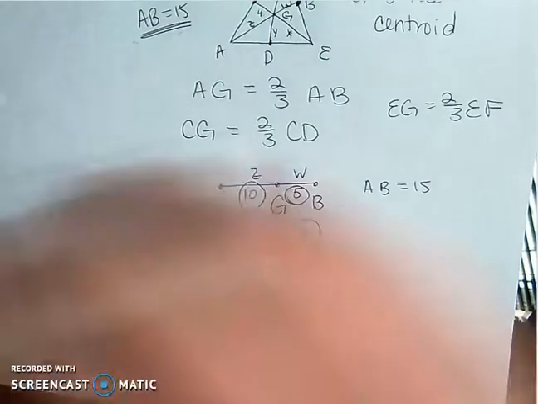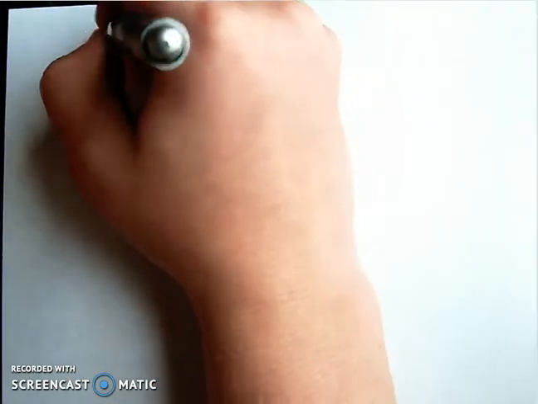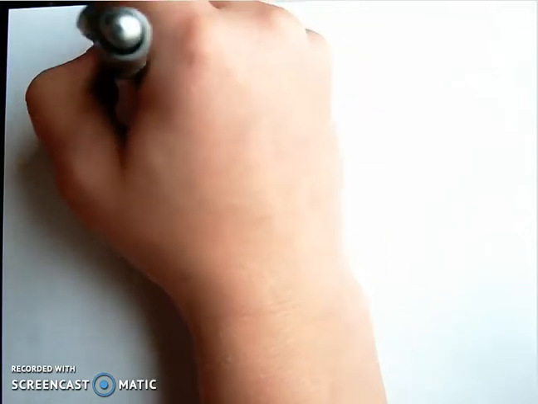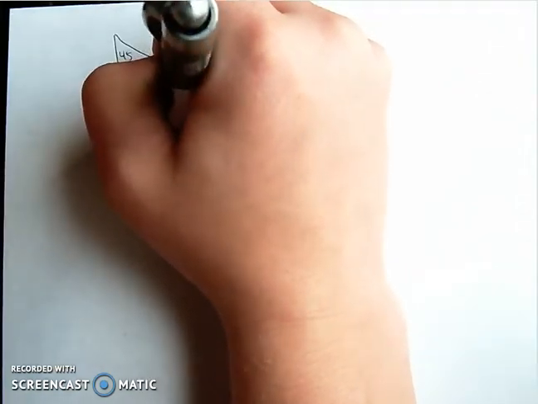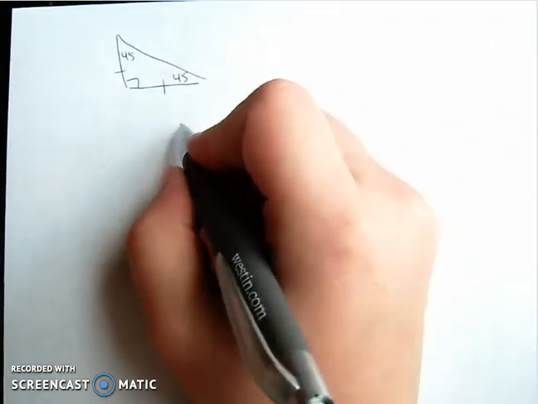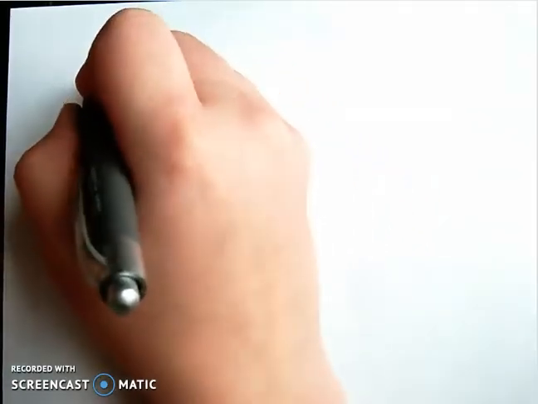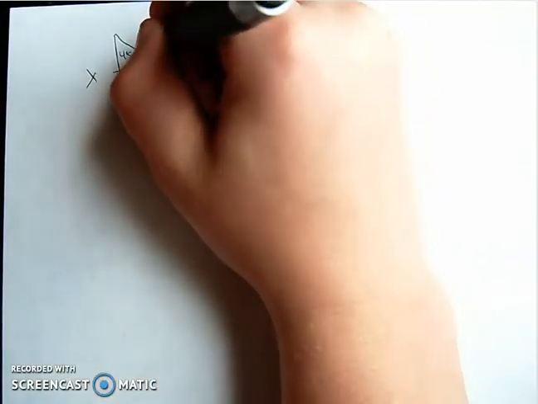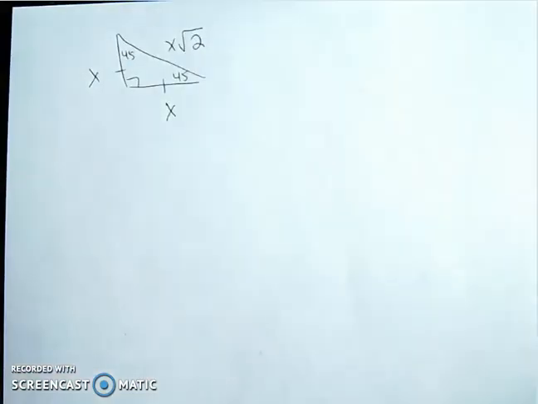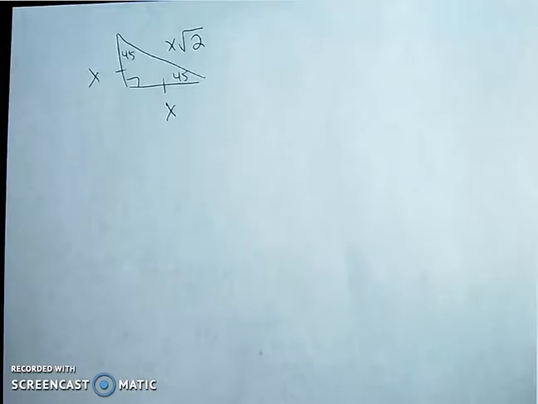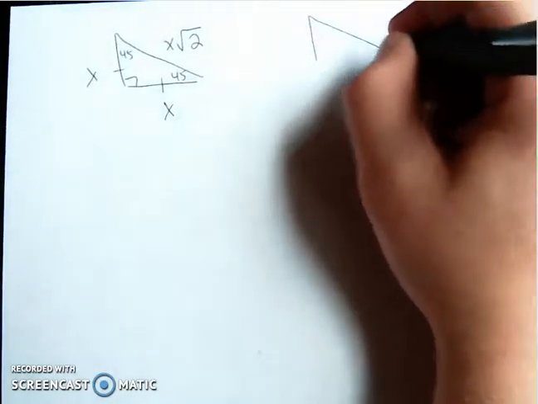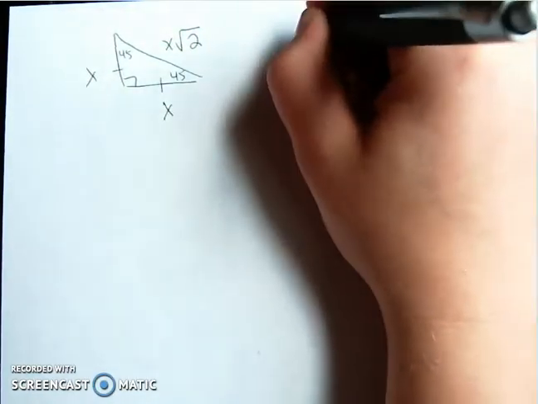The last thing about triangles that you need to remember are your special right triangles, and we've had lots of practice over that the last few weeks. Remember, you have a 45, 45, 90 triangle. In a 45, 45, 90 triangle, your legs are congruent. Your hypotenuse is your leg times the square root of 2, and you should be comfortable going back and forth between all of them.